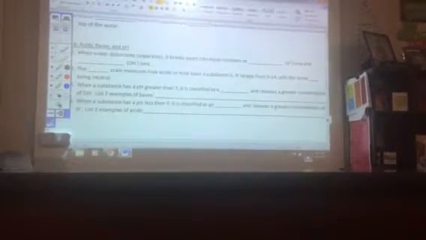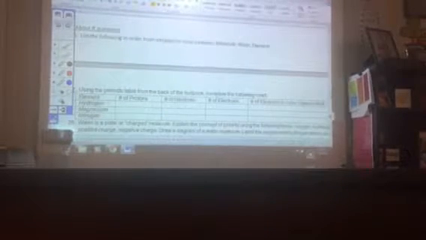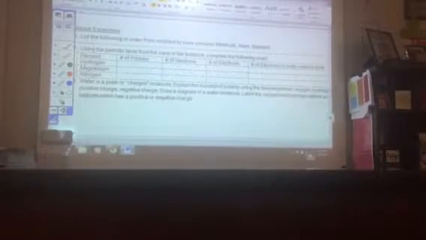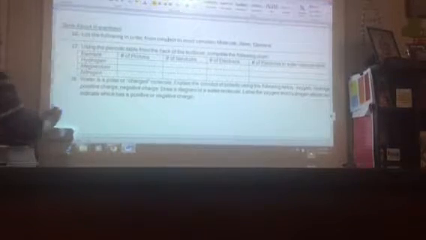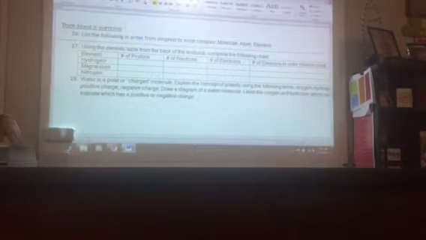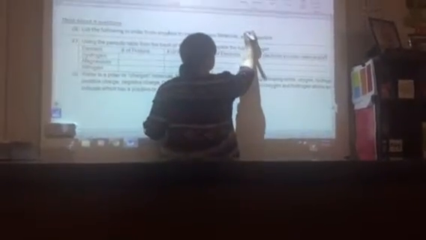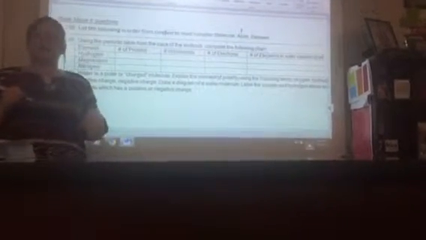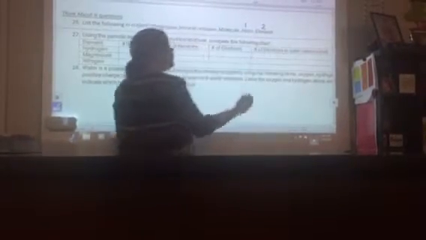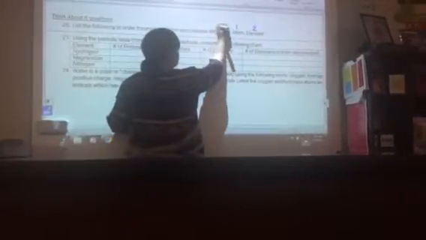All right. The last section was think about it questions. List the following in order from simplest to most complex. Which of these would be simplest: a molecule, an atom, or an element? Anybody know? An atom. Atom's going to be simplest. All right, then what? Element, because then we can join more than one element together and make a molecule. So the largest of these, that would include all the others, would be molecule.